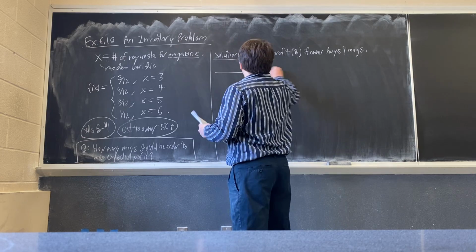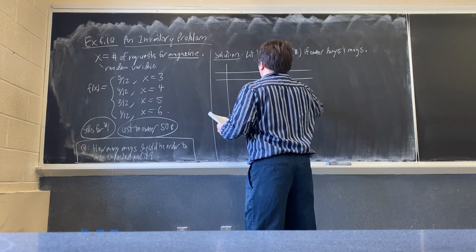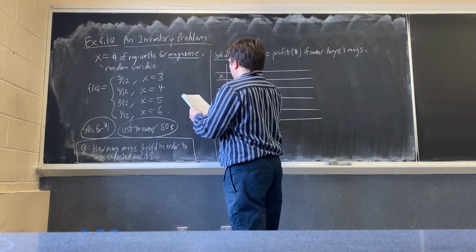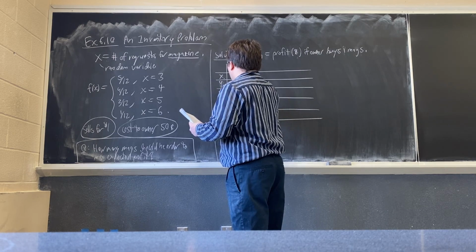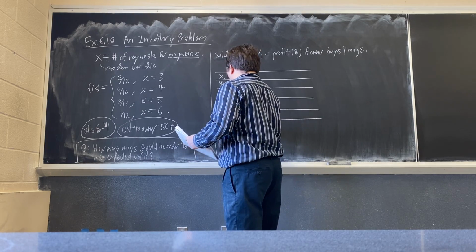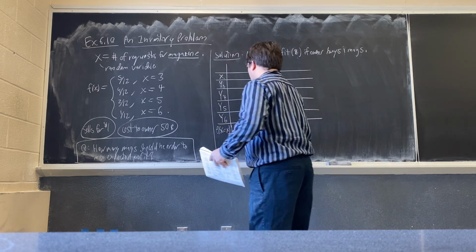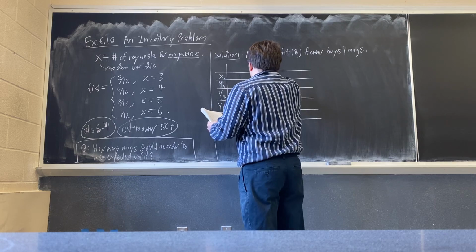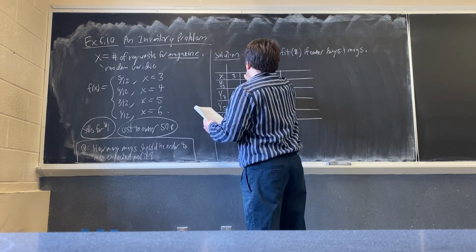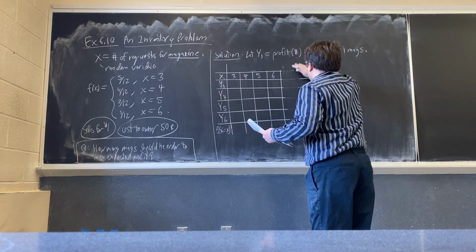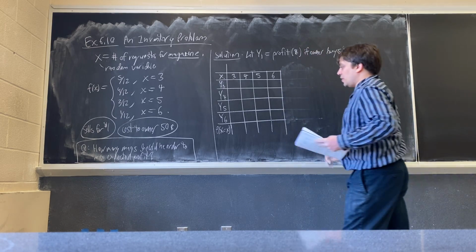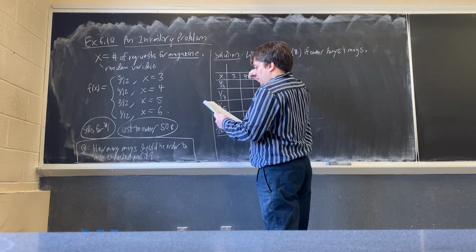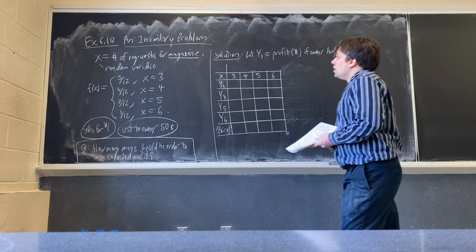Okay, and so I'm going to make a table. So this table is going to have x here, y sub 3 here, y sub 4 here, y sub 5 here, y sub 6 here, and the probability that X is equal to some fixed value little x there. Either x is going to be 3, 4, 5, or 6. X is the number of requests.